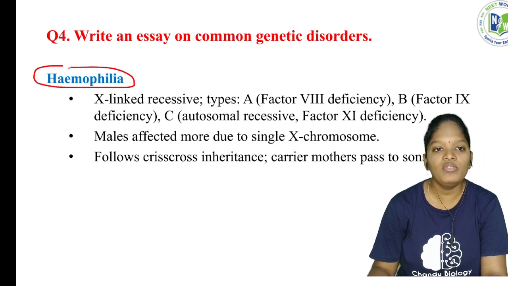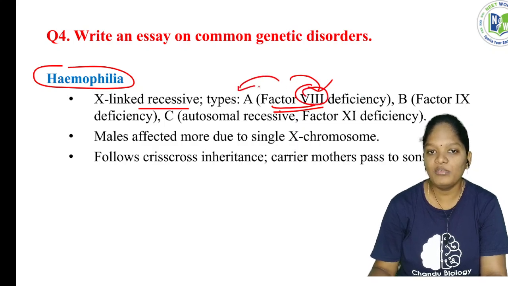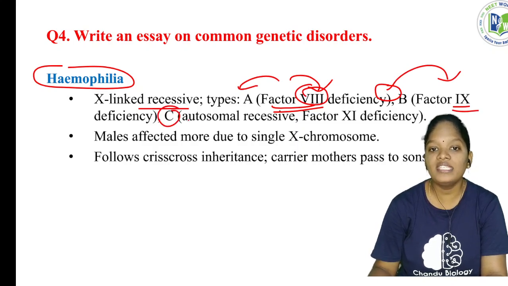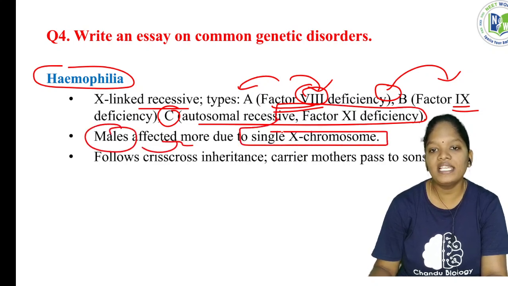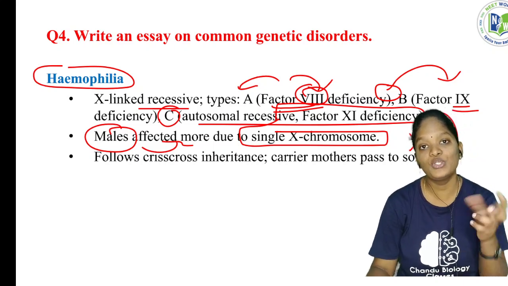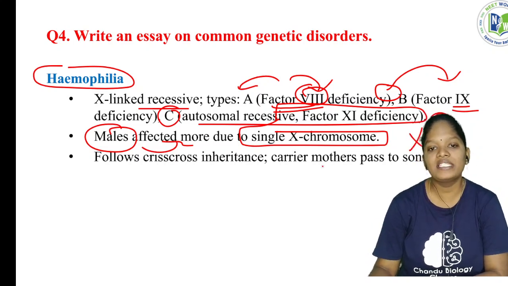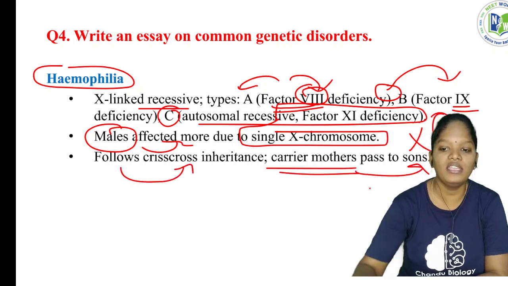In hemophilia it is the X-linked recessive type. As I have explained before, there is an absence of factor 8 in hemophilia A. In hemophilia B, there is an absence of factor 9, and in hemophilia C, factor 11 deficiency. Males are affected more due to the presence of a single X chromosome. In females there are 2 X chromosomes, so if one X is affected, the other X replaces the defective one. So the female always acts as a carrier and the male is affected. It follows the crisscross pattern, carried from mother to sons.